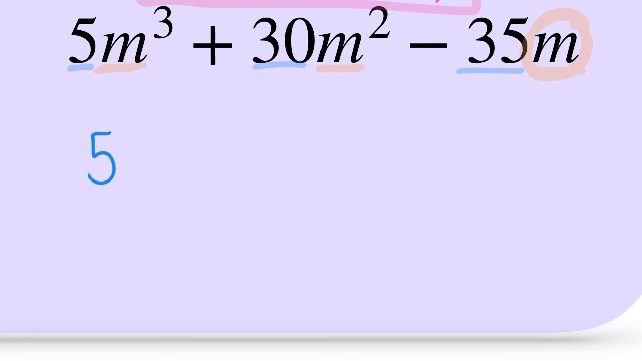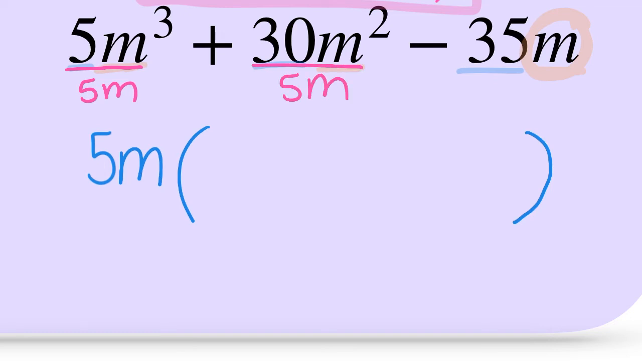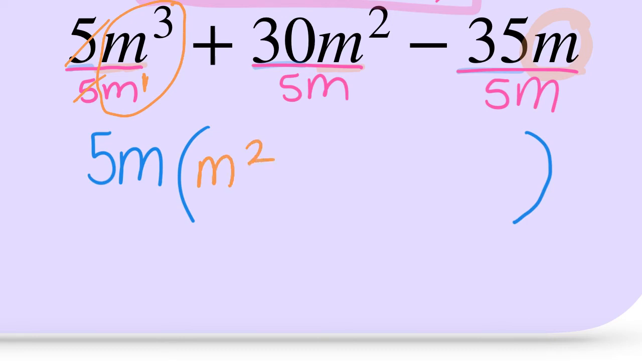So we're also going to put an m on the outside here, 5m, and then we are going to write down what we would have left. So let's divide by 5m, divide by 5m, divide by 5m. All right, in the first term, well, the 5's would cancel and one of the m's would cancel, right? If you're doing m to the third divided by m, remember you can just subtract the exponents. That would be m squared left over.